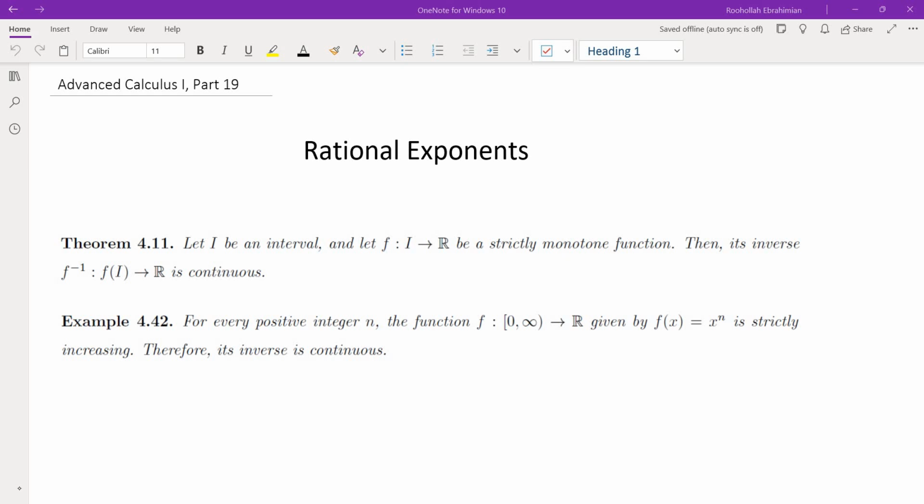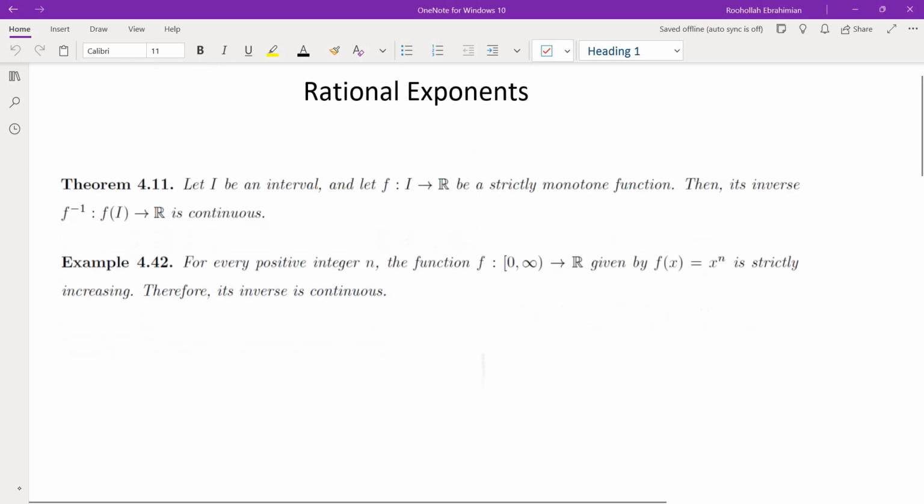So this is very interesting because it doesn't even require your initial function f to be continuous. All it needs is for the function to be strictly increasing, because otherwise it may not have an inverse, and also the domain to be an interval. So these are the two conditions we need. Let's look at an example and then we'll see how that relates to rational exponents.